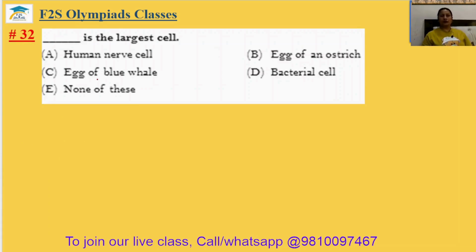Question number 32. Dash is the largest cell. Human nerve cell, egg of an ostrich, egg of blue whale, and bacterial cell. If we talk about the independent cell, then the largest cell will be your egg of an ostrich. The 32nd answer will be option B.